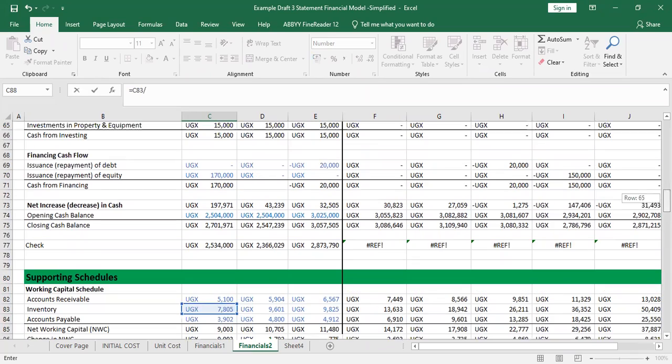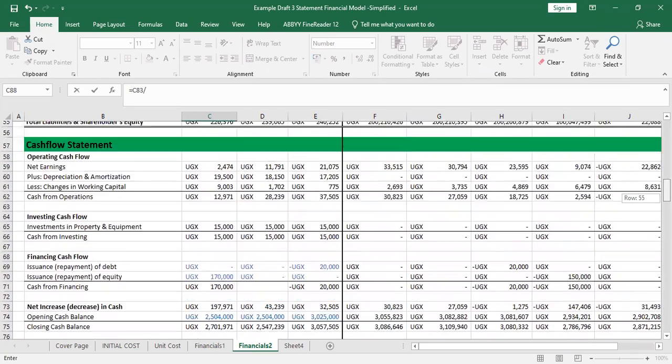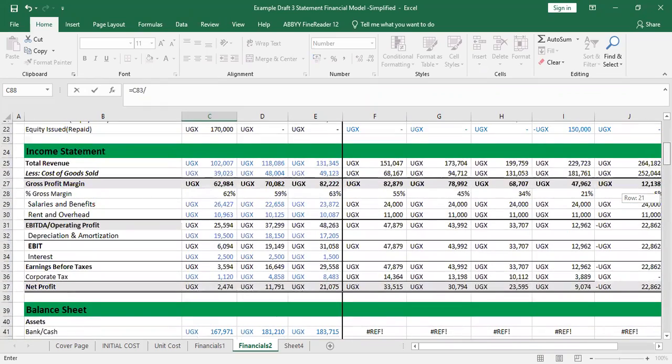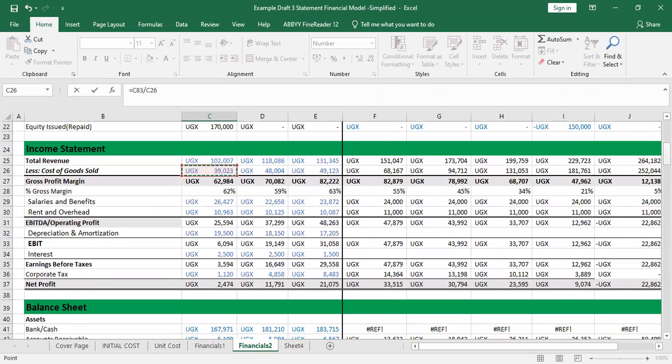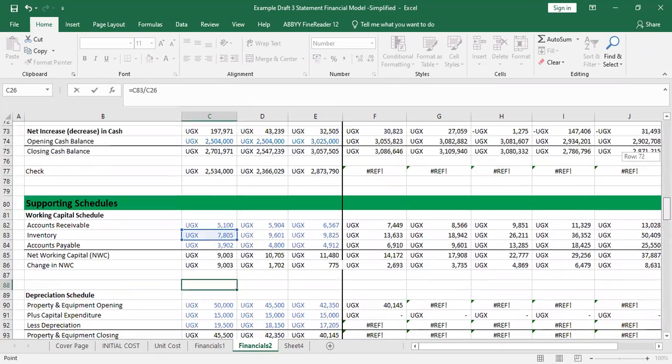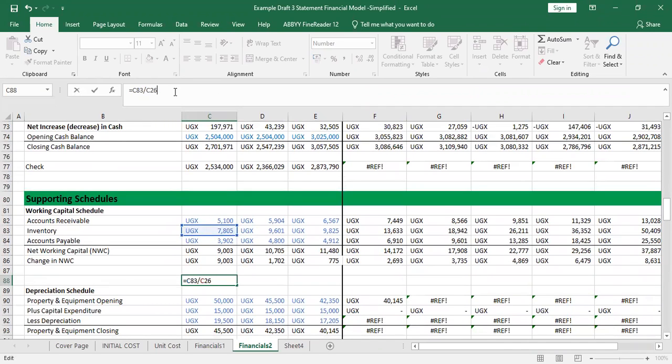I'll go to cost of goods sold because inventory is part of cost of goods sold. Okay, I'll go to cost of goods sold, which is already here, and then I'll say times 365. As you can see, it brings the inventory days as 73, so it takes 73 days.